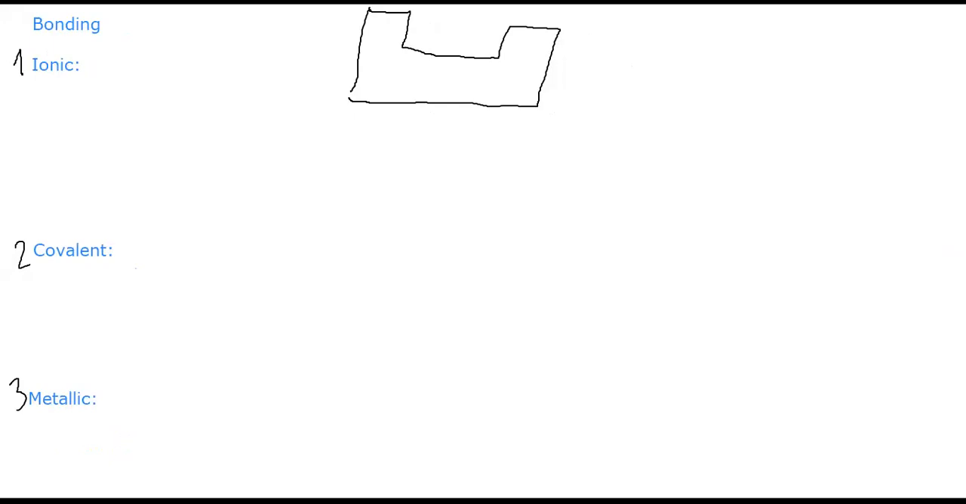So you have block S here, and then we have block P, we have block D, and the other one underneath the periodic table, we have block F. Block S, P, D, and F is useful for you to remember, for example, in block S, we have group 1 and group 2.